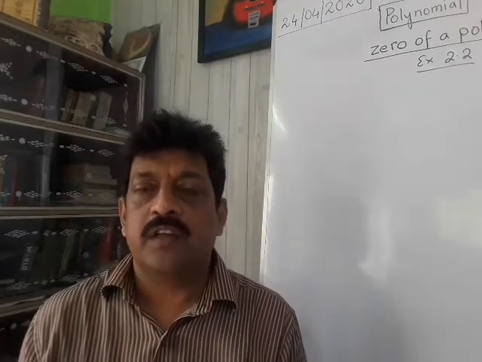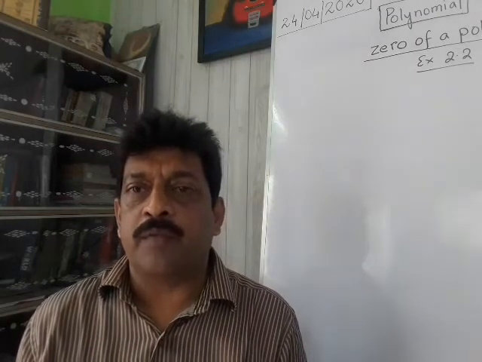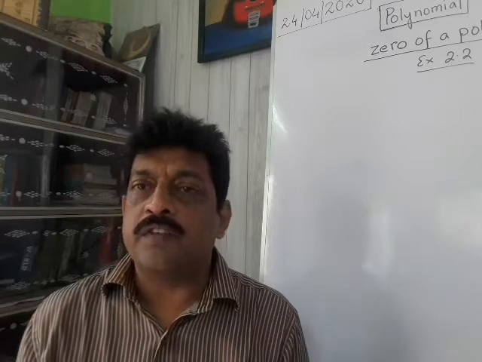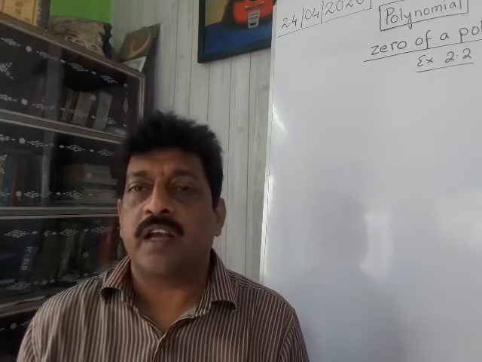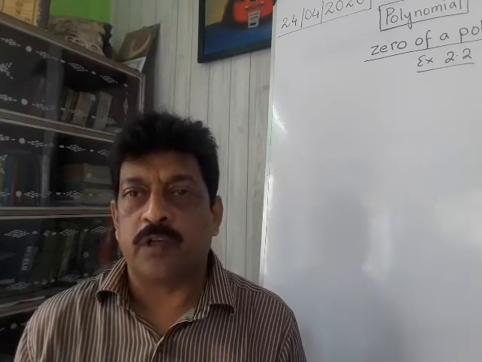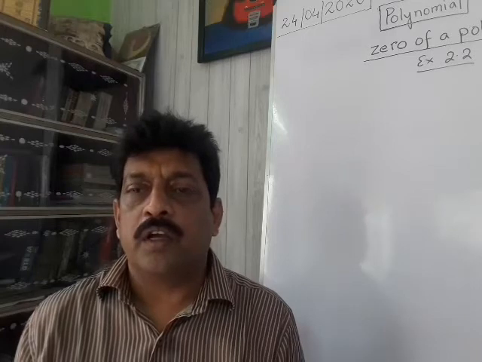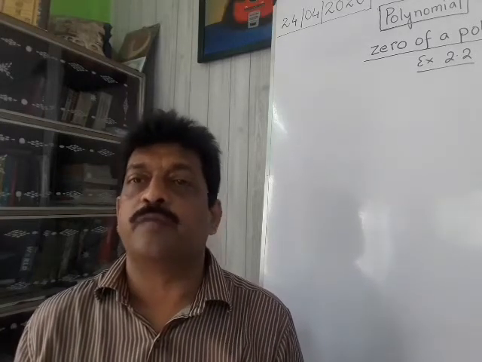We have done this. Similarly, if replacing x by any real number gives the answer as 0, meaning p(x) becomes 0, then we say that real value of x is the zero of the polynomial. So today I'll show you how to calculate the zero of a polynomial.